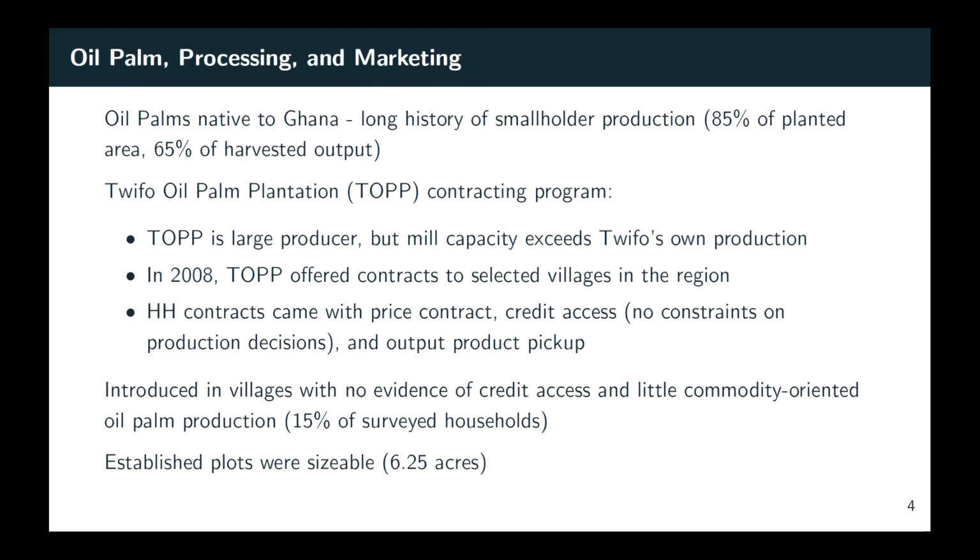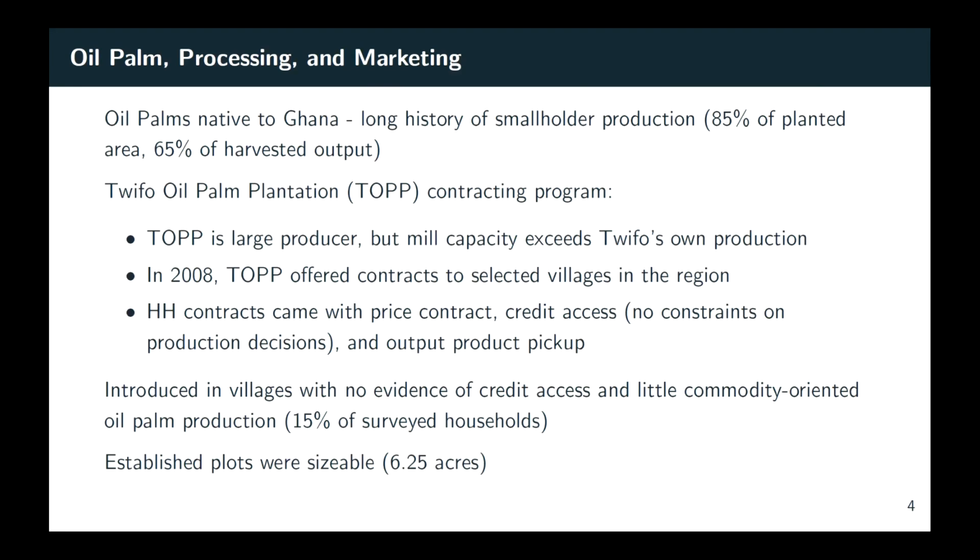So the program that we're looking at is with the Twifo oil palm plantation that introduced this contracting program. It's a very, very large producer of oil palm. They have an expansive plantation around the central processing facility. But the processing mill capacity is even higher than what the Twifo plantation can actually supply. So there's sort of excess capacity in the processing mill. And so this led the company to introduce in 2008 contracts with selected villages around the region to grow palm oil exclusively for distribution to the facility.